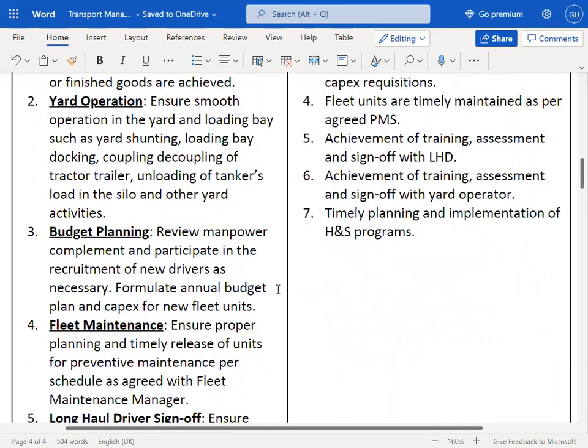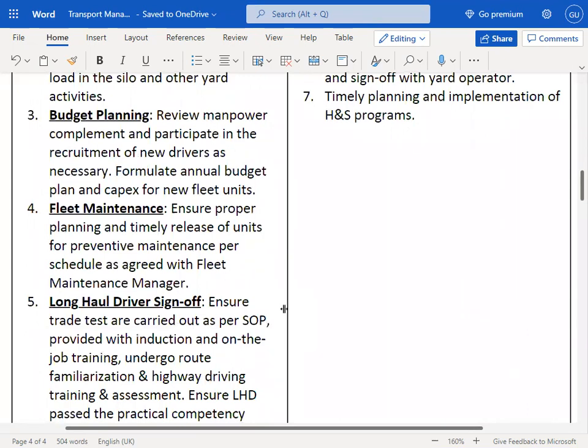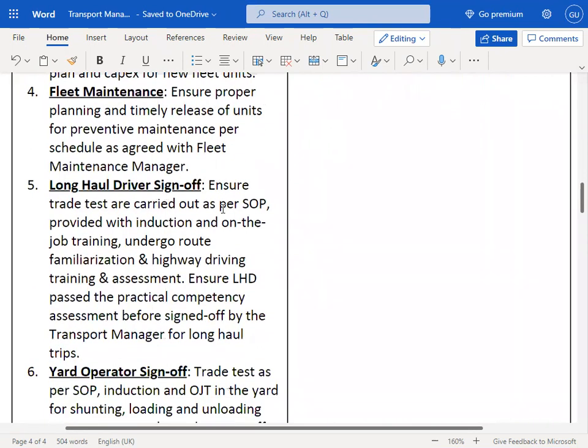And for the budget planning, review manpower complement and participate in the recruitment of new drivers as necessary. Formulate annual budget plan and capex for new fleet units. Number 4, fleet maintenance. Ensure proper planning and timely release of units for preventive maintenance per schedule as agreed with the fleet maintenance manager. This is actually the motor pool manager. No?